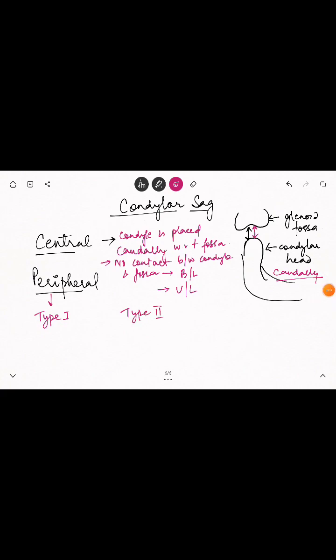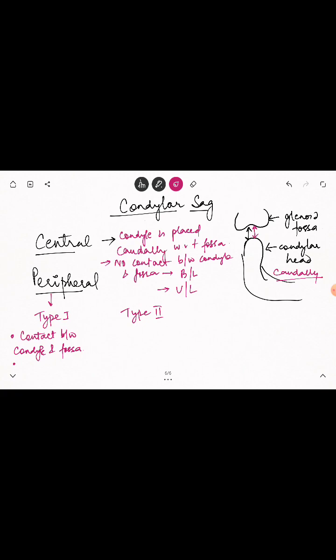Now in case of type 1 peripheral condylar sag, it is a bit similar to the central condylar sag, but there is a huge difference also at the same time. The difference is that in central condylar sag, we have seen that there is a gap between the condylar fossa and the condylar head. But in case of type 1 peripheral condylar sag, there is contact, okay? So there is contact between the condylar head and the fossa.